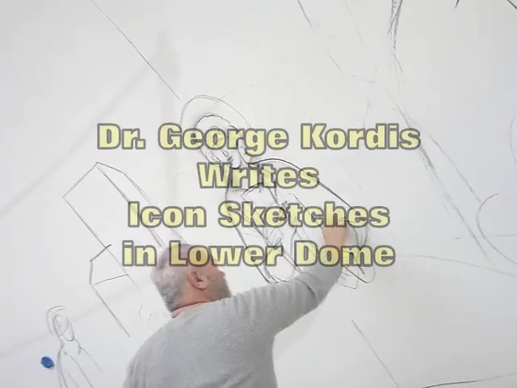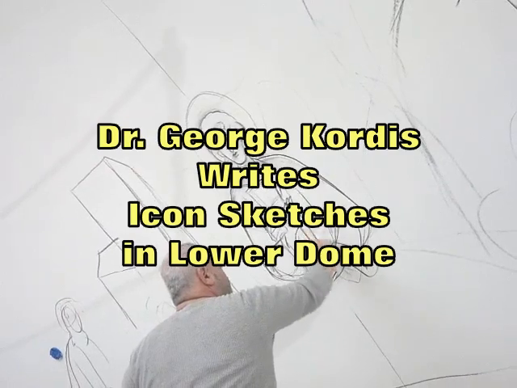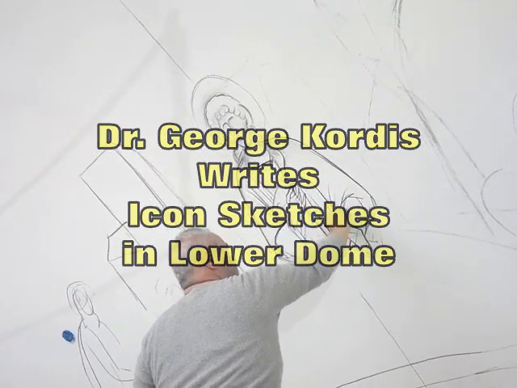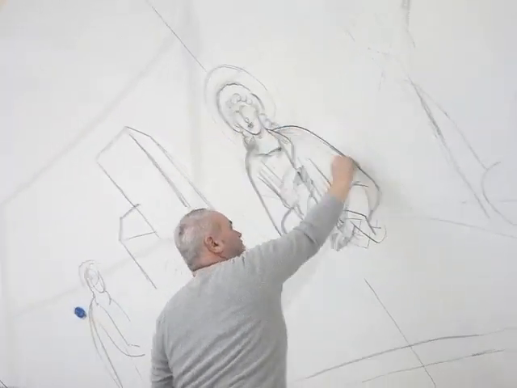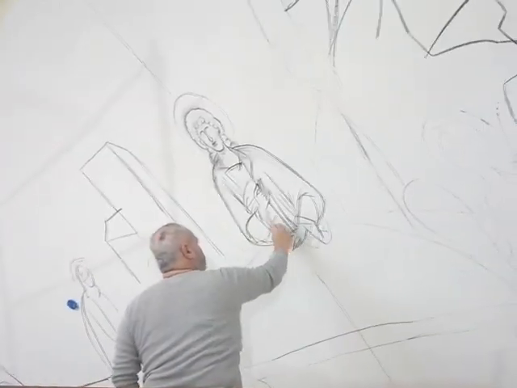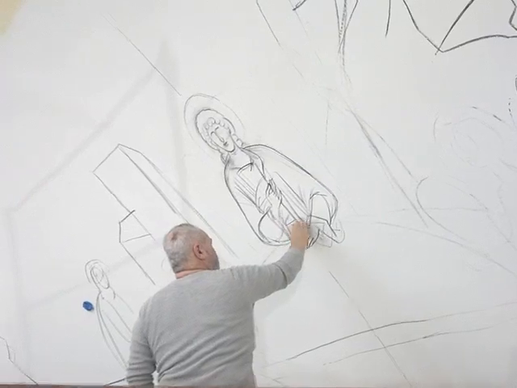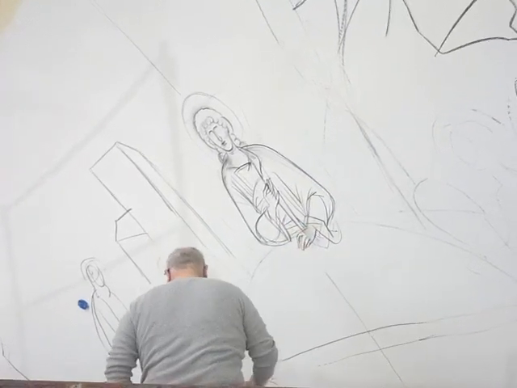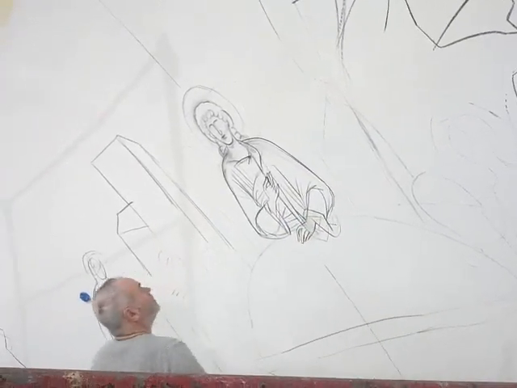Greetings in Christ. It is Monday, April 15th, 2013, and you are seeing Dr. George Kordis begin the top sketch of the Hospitality of Abraham, the traditional Holy Trinity icon, which will be at the front of the lower dome.